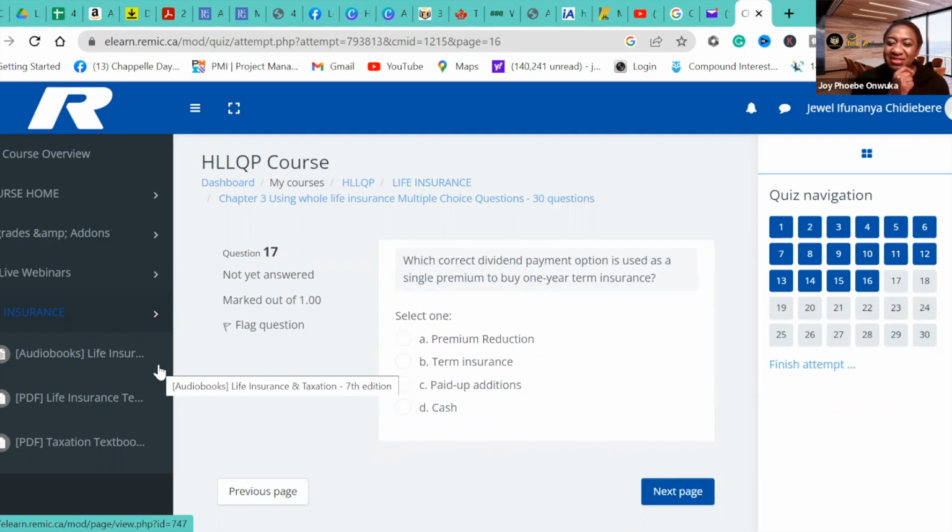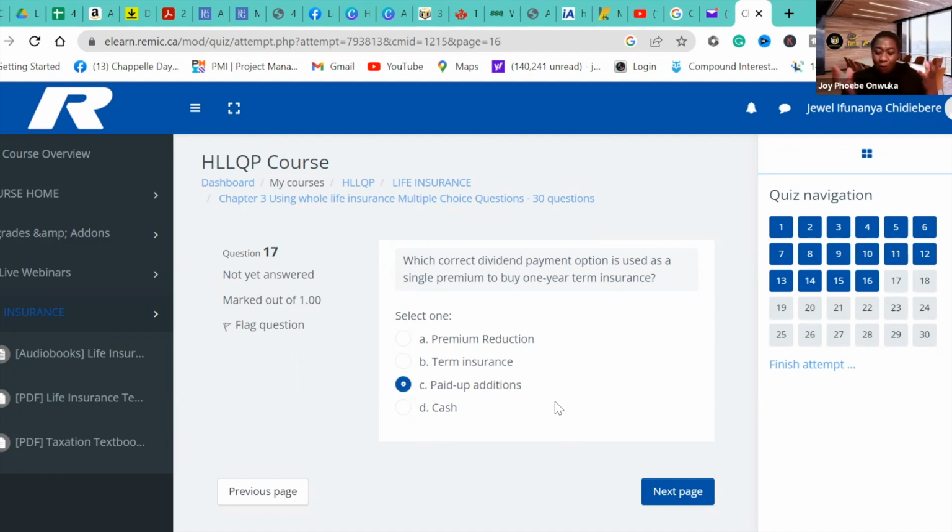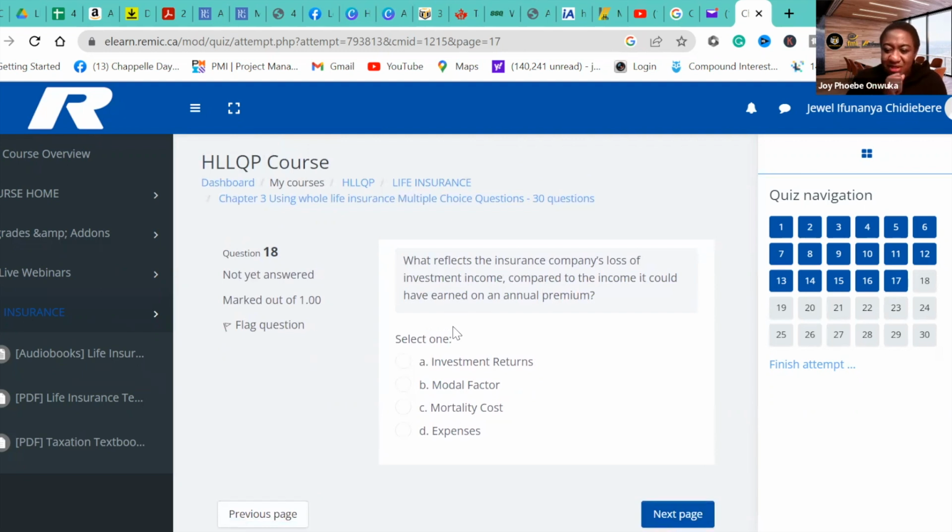Which correct dividend payment option is used as a single premium to buy 1 year term insurance? That is premium reduction, no, term insurance, no, paid up addition. That is paid up addition. So you use your dividend to pay up. For example, if the annual premium for a 1-year policy is, let's say, $1,000, and your dividend is $1,000, you just use that $1,000 to pay up addition. That's what it's called, a single premium to buy a 1-year term policy. Okay. Awesome.